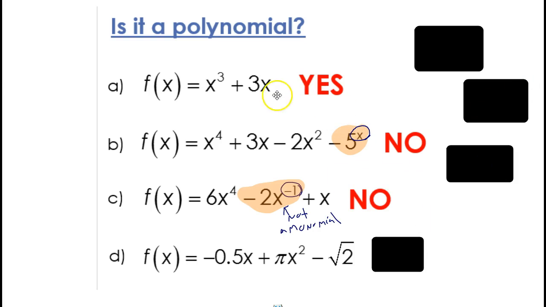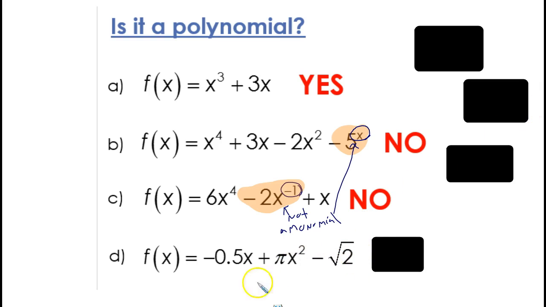So far we've got yes. All of our coefficients are real. All of our exponents are whole. We're good. The next two were no's because we had some things that were not monomials. What about this last one? Negative 0.5x plus pi x squared minus root 2.